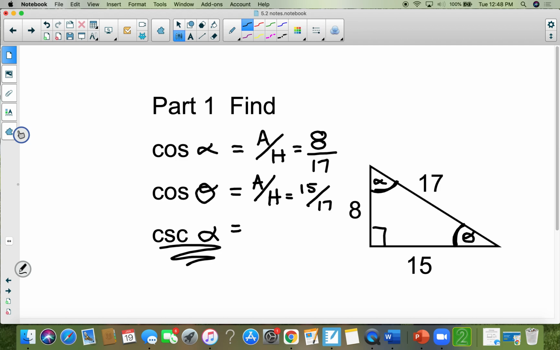Now the cosecant of alpha. Cosecant is the reciprocal of sine. Sine is O over H, so cosecant is H over O. Well, the H in this problem is 17, and the side opposite angle A is 15.